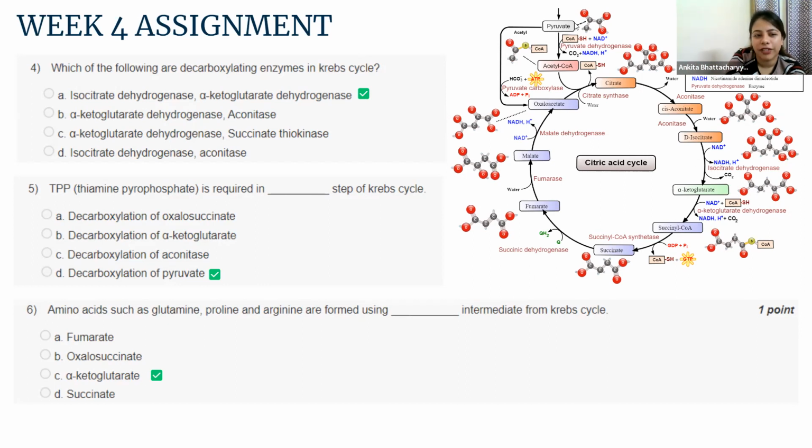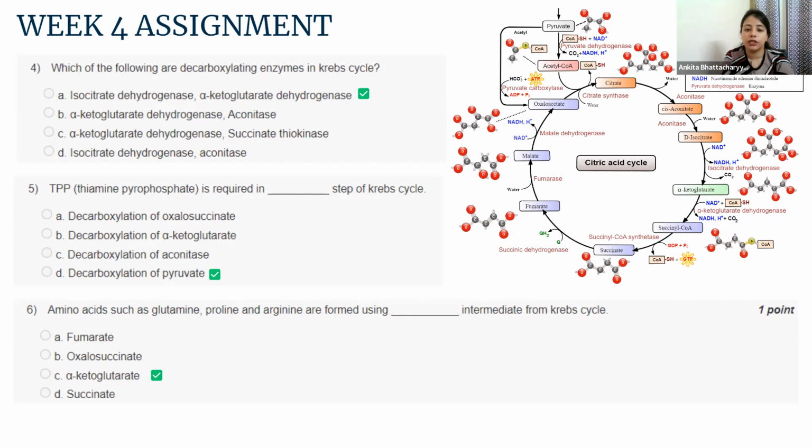Here we can see pyruvate dehydrogenase, but that's not a part of the options, and it's actually not a part of the Krebs cycle as well. In case you get a question where pyruvate dehydrogenase is present as an option, make sure that acetyl coenzyme A, after it is formed, is what enters the Krebs cycle, not before it. So it's not necessarily a part here. The options are relatively more direct, but many times you might find a question where you might be confused between the two. So you can try to avoid that.